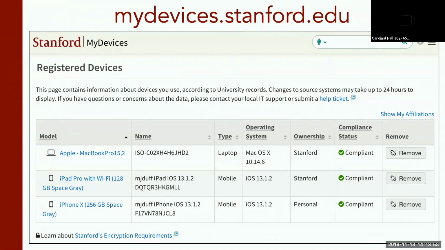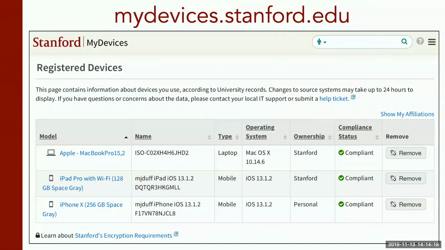It gives them a grace period, so everyone at Stanford can go to mydevices.stanford.edu and see the status of their devices. You see my 3 devices there, and fortunately they're all compliant. It'd be a little embarrassing if they weren't, but that's how it works. And it gives you a 30-day grace period and sends you messages letting you know what you need to do to be compliant. So again, this has been very successful.